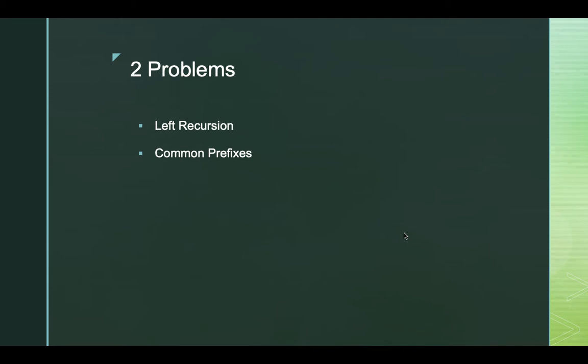Just real quick, LL1 refers to a predictive recursive parser, and the one refers to the number of additional lines that the parser can see in order to predict what will happen next. Since there's one, it can only see one line in the future. And so that restriction brings about two possible problems, which are left recursion and common prefixes.